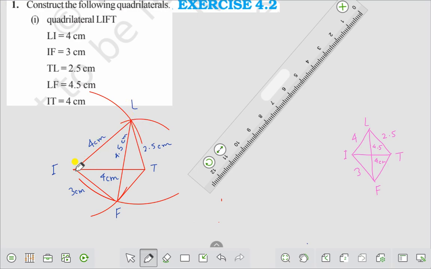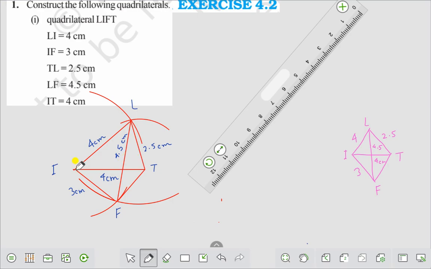Now with point I, take an arc of 3 centimeter, and with point L as center, take an arc and cut here. At this point you will get F, that is, this is 3 centimeter, and the distance of LF is 4.5 centimeter. Here we got the required quadrilateral: LI is 4 centimeter, IF is 3 centimeter, TL is 2.5 centimeter, LF is 4.5 centimeter, and IT is 4 centimeter.